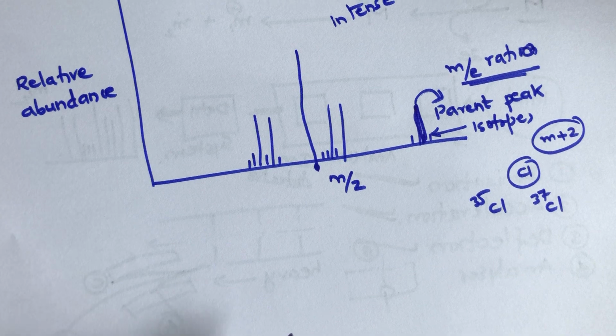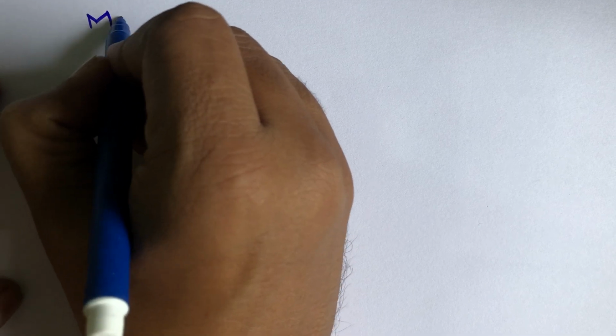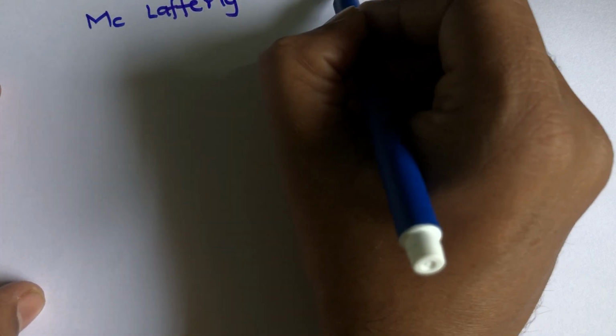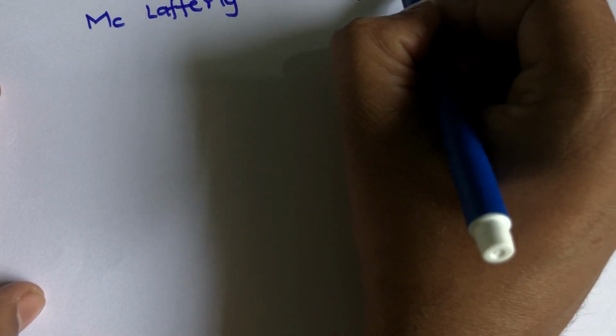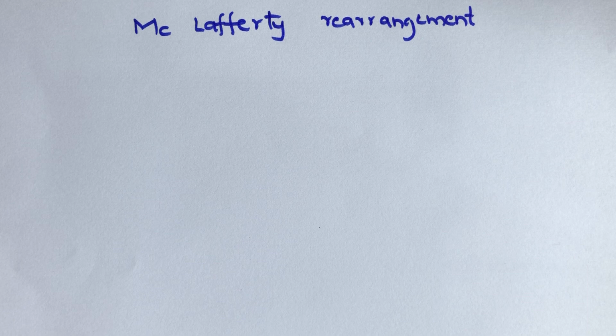Now we need to discuss the last part of mass spectrometry in the syllabus, which is rearrangement. The rearrangement is referred to as the McLafferty rearrangement. What is this McLafferty rearrangement? The McLafferty rearrangement is a characteristic fragmentation of the molecular ion of a carbonyl compound containing at least one gamma hydrogen. If a carbonyl compound contains at least one gamma hydrogen, it undergoes this characteristic fragmentation.